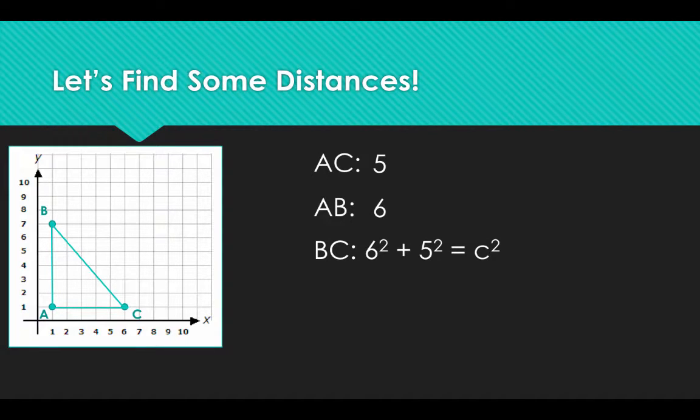So if I go ahead and plug in my numbers for A and B, which would be the 2 legs of this triangle, I get 6 squared plus 5 squared equals C squared. And now I can go ahead and solve this for C. So I'm going to rewrite this as 36 plus 25 equals C squared. That simplifies to 61 equals C squared. And then I can take the square root of both sides, and I get C is equal to the square root of 61. So that's the distance from B to C.